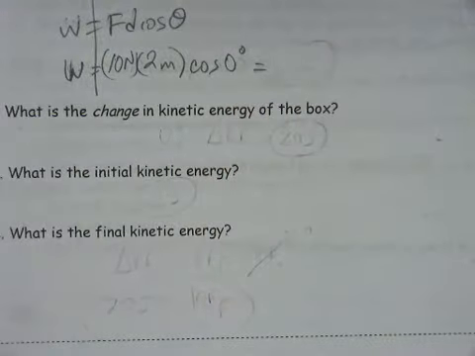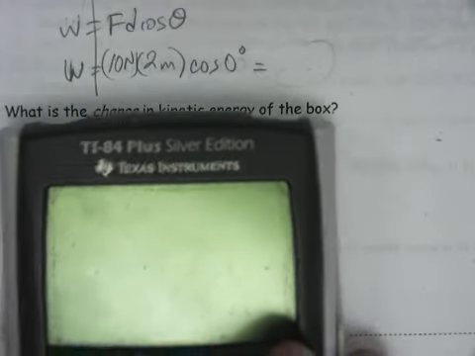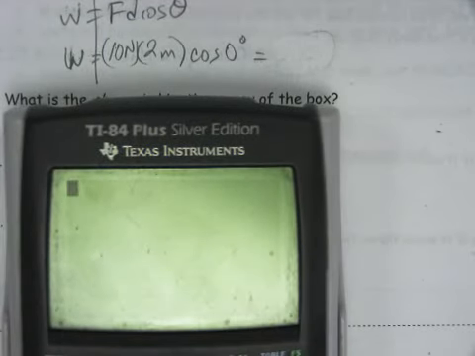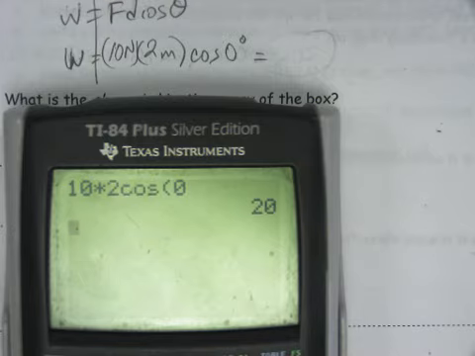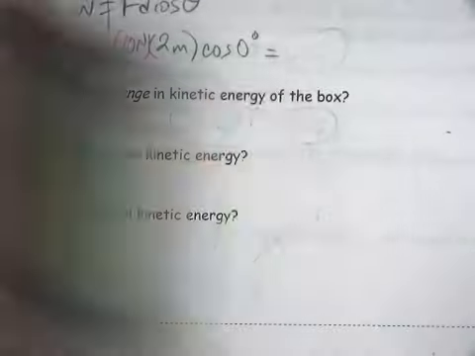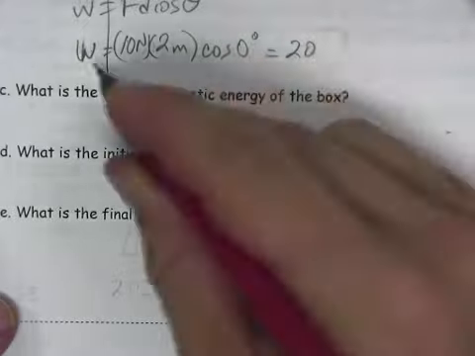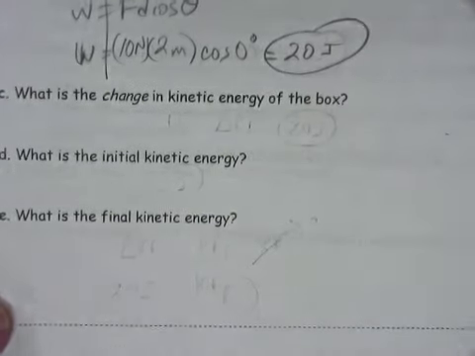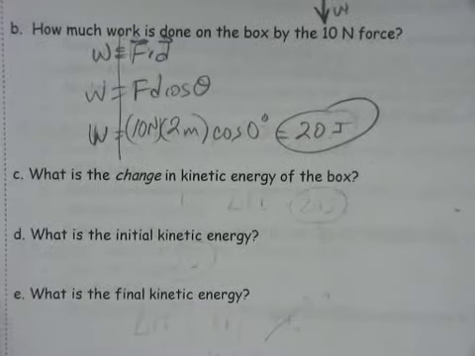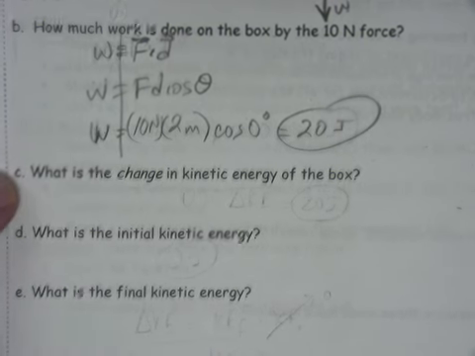And let's plug that all into the calculator. It's going to give us 20, but we'll do it just so you can see it. There it is, 20. And since this is work, that'll be 20 joules. So how much work was done by the 10 Newton force? 20 joules.